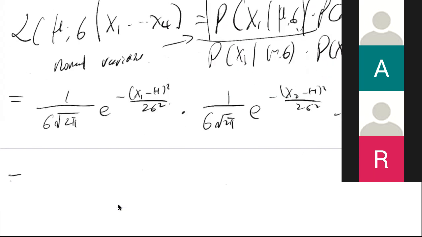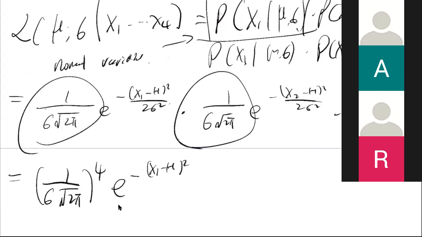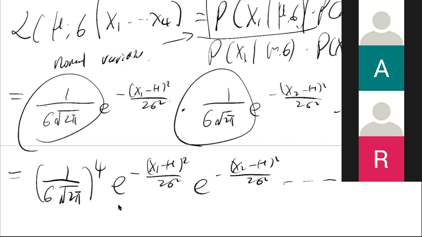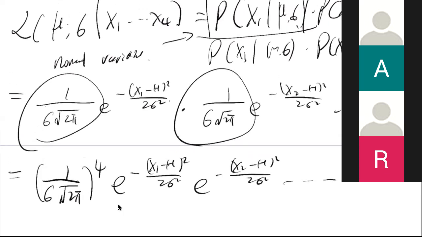And then we can rewrite this equation, because these are the common terms. So we can rewrite it as 1 over sigma square root of 2 pi to the 4th, because we only have 4 terms right now, times e to the negative x1 minus mu squared over 2 sigma squared, times e to the negative x2 minus mu squared over 2 sigma squared, times x3 and x4. I'm just skipping that. And right now we've successfully set up the equation. What we need to do next is to find the maximum.